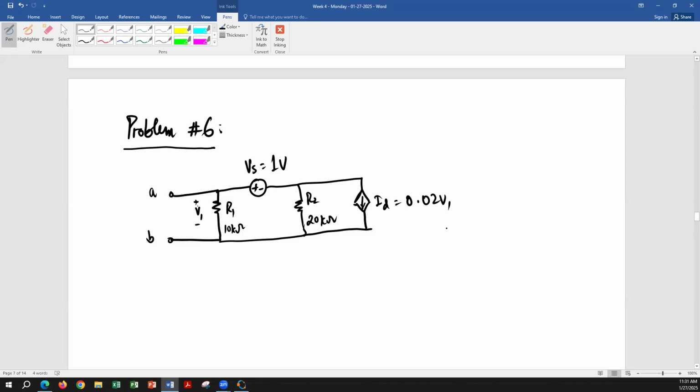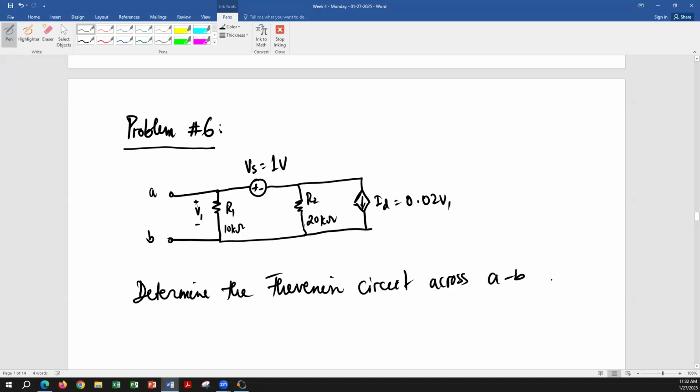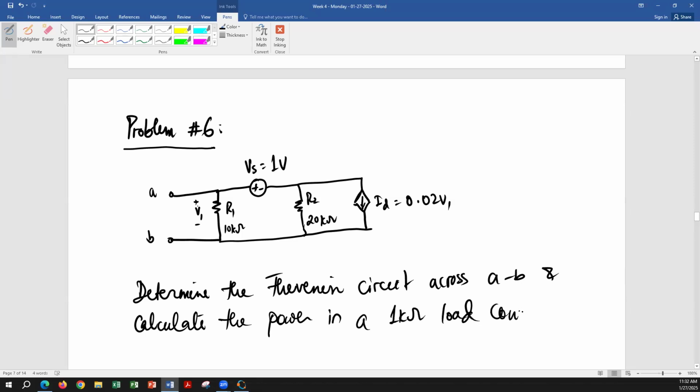All right, and let's see. Simply, let's determine the Thevenin circuit across A, B, and calculate the power in a 1 kilo ohm load connected.